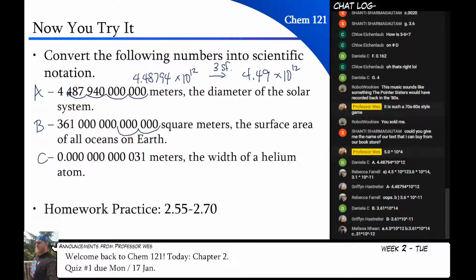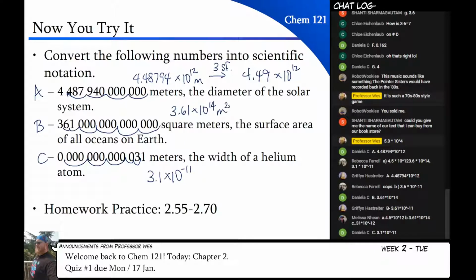For B, 3, 6, 9, 12, 13, 14. 3.61 times 10 to the 14. There you go. And then finally, for C, we're going to go the opposite direction. 3, 6, 9, 10, 11. 3.1 times 10 to the minus 11. And then these are technically measurements, so I should put the units on there. There we go.